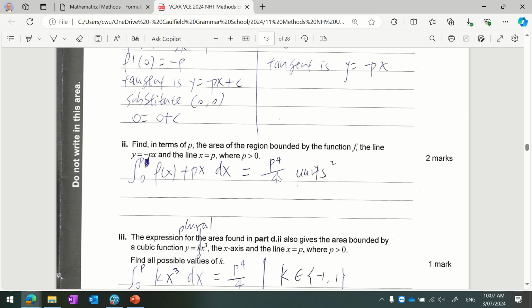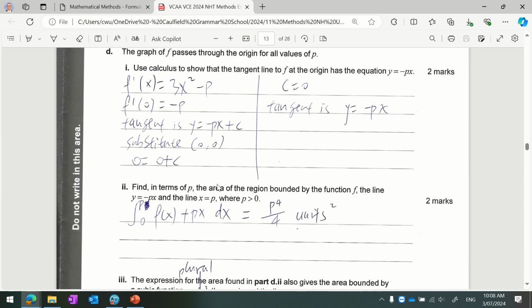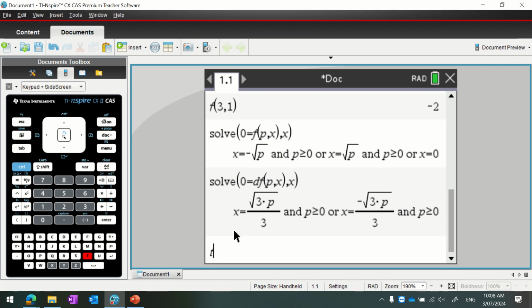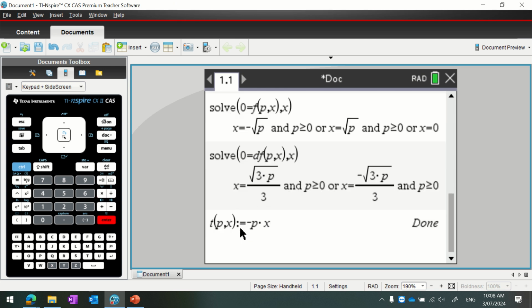And in terms of p, find the area of the region bounded by the function f, the line y equals -px, and the line x equals p, where p is bigger than 0. The first thing you should do is to visualize what exactly is happening here. So I'm going to define the tangent line also, so -p times x.